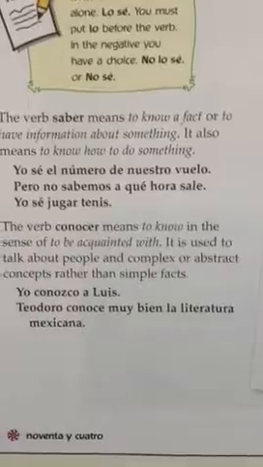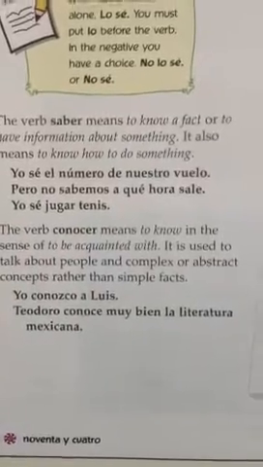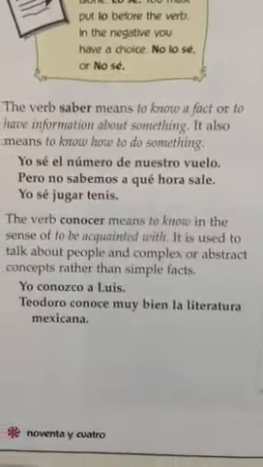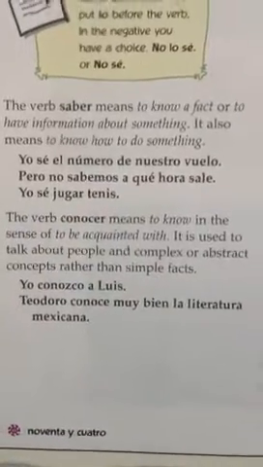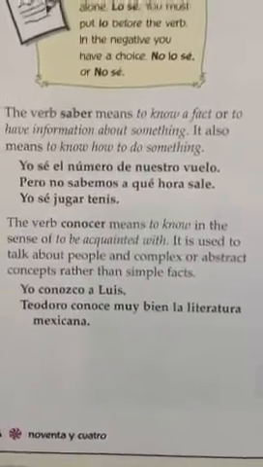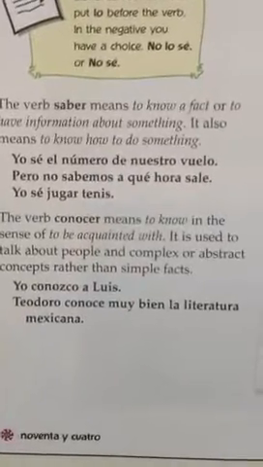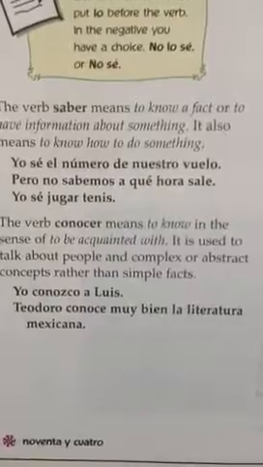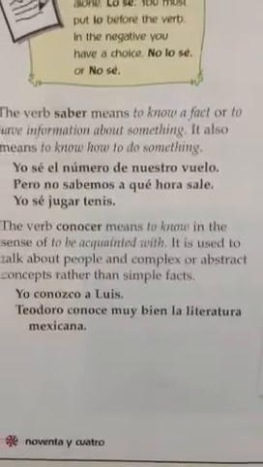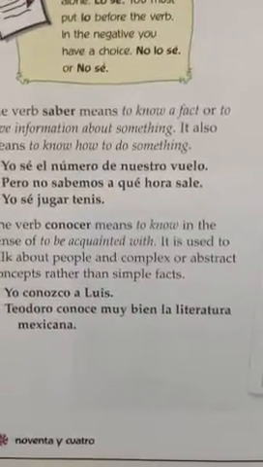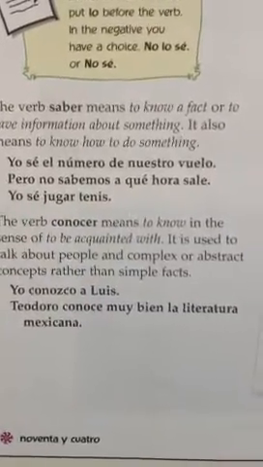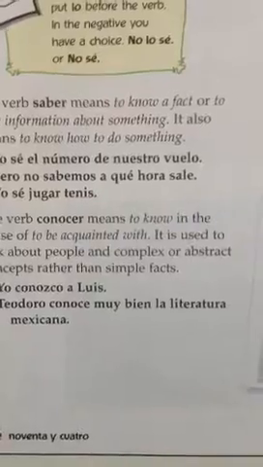The verb conocer means to know in the sense of to become acquainted with. It is used to talk about people and complex or abstract concepts rather than simple facts. So it's really more people or to express knowledge. Yo conozco a Luis. I know Luis. Teodoro conoce muy bien la literatura mexicana. Teodoro knows very well Mexican literature.